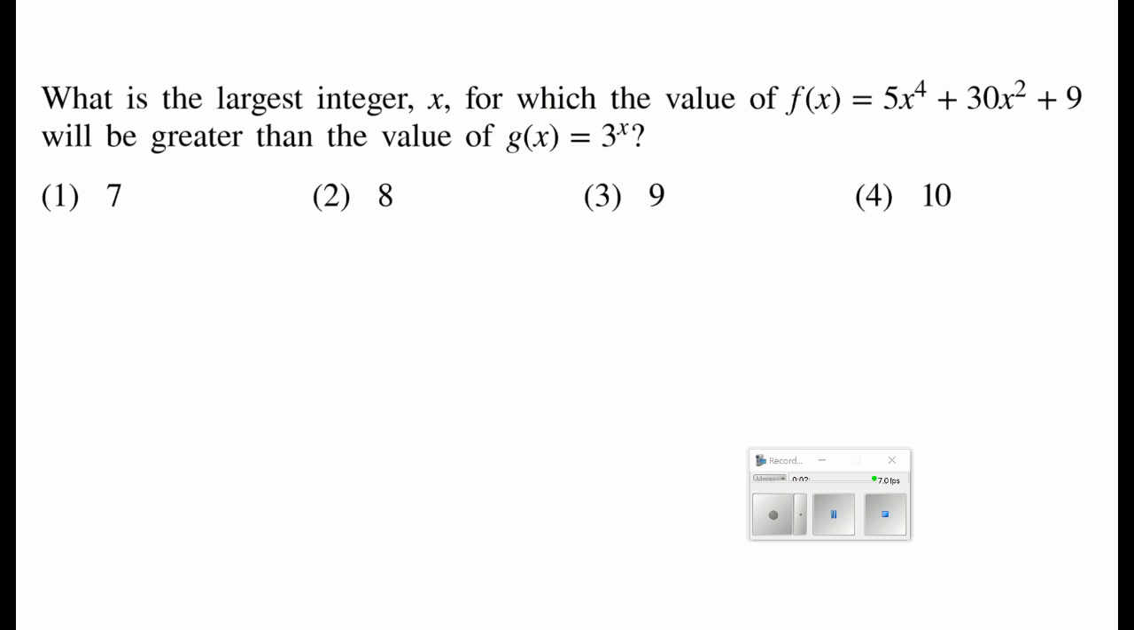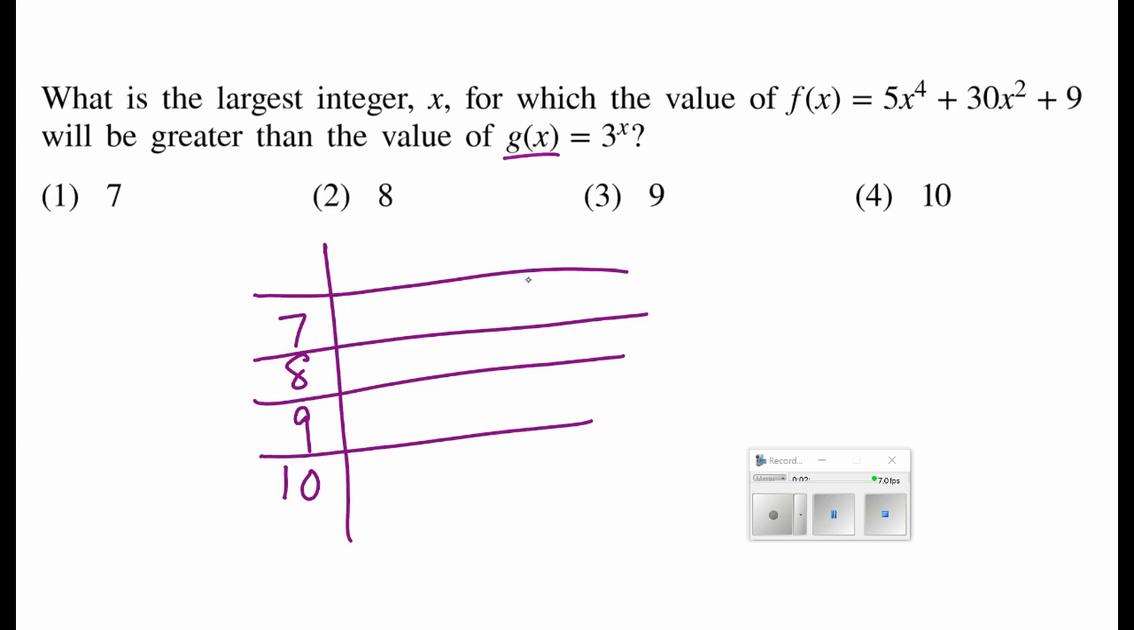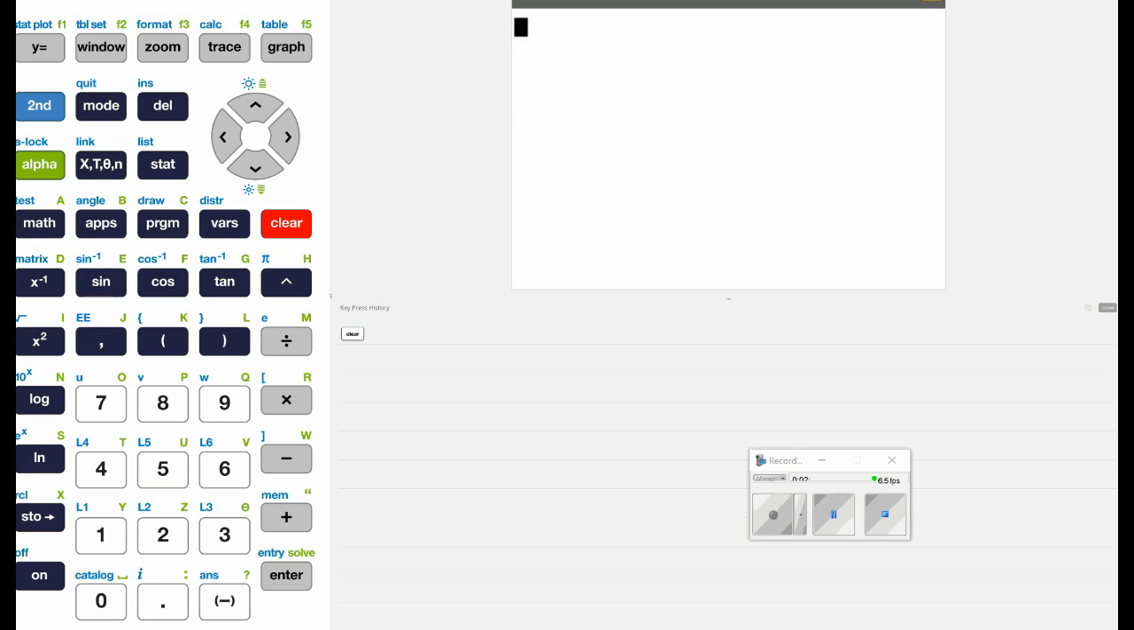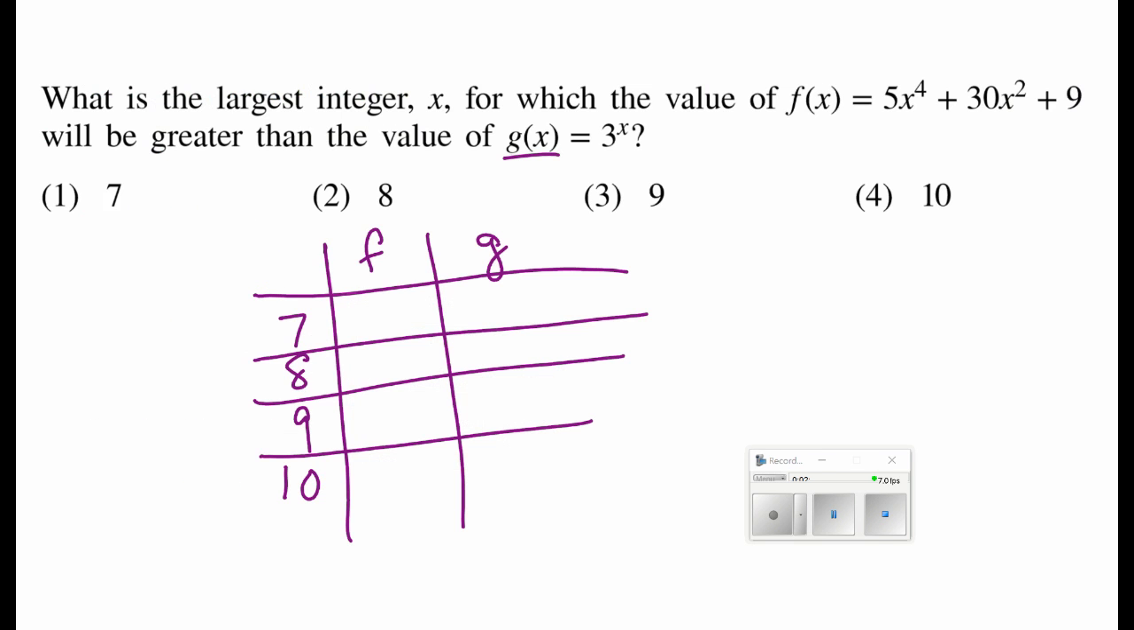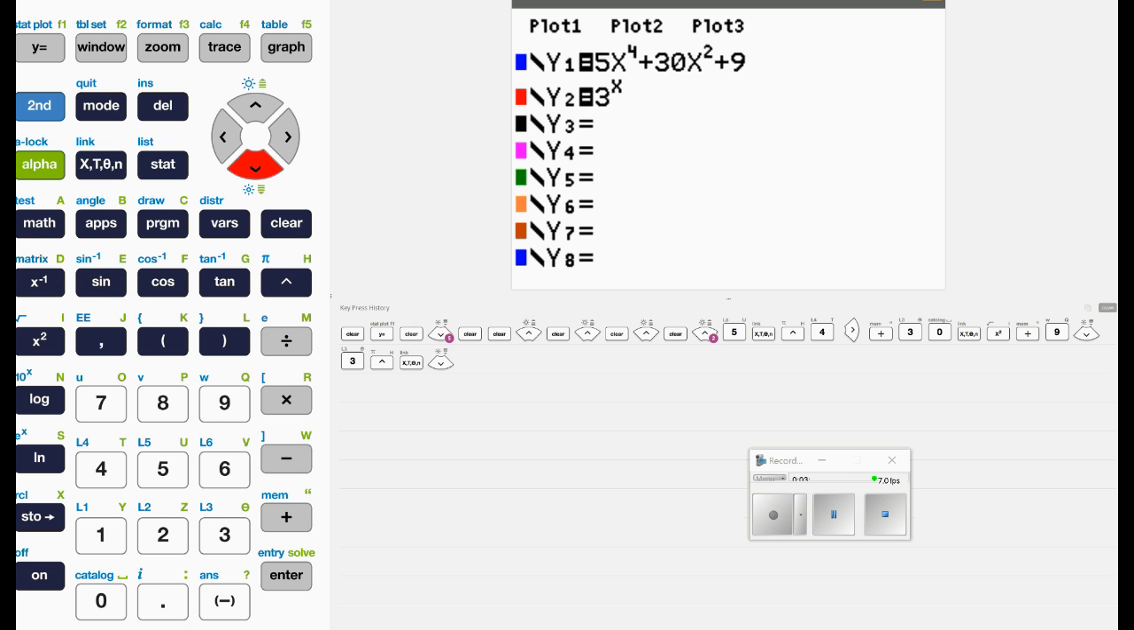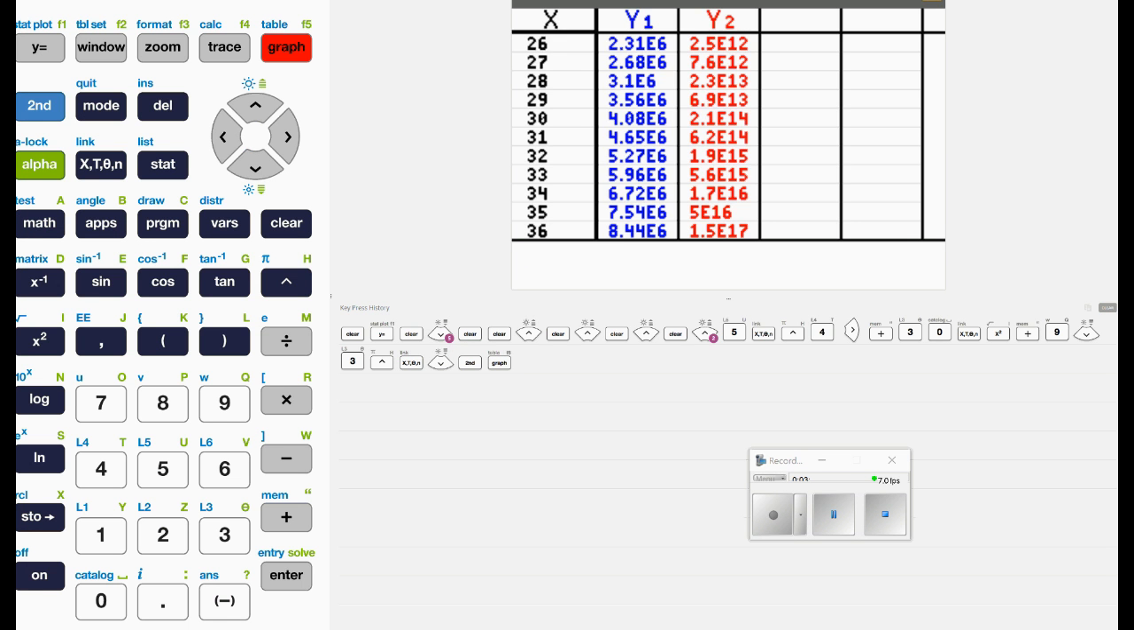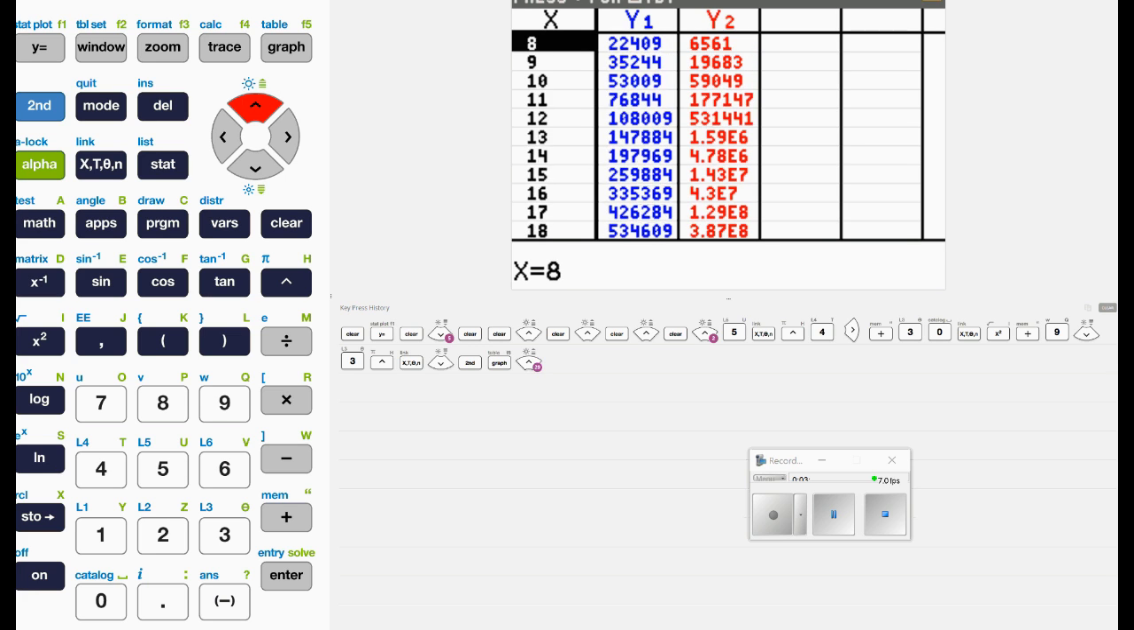What is the largest integer x for which the value of f of x will be greater than the value of g of x? So which of these values will f be bigger than g? What's the biggest integer for which that works? So making a table would be great here to see which one's bigger. If only we had a way to use our calculator to make a table. We do. So in y1, let's put in the f function, and in y2, let's put the g function. So now that I have these both typed in, I can go to my table. And see when is f bigger than g is what I believe the question wants.